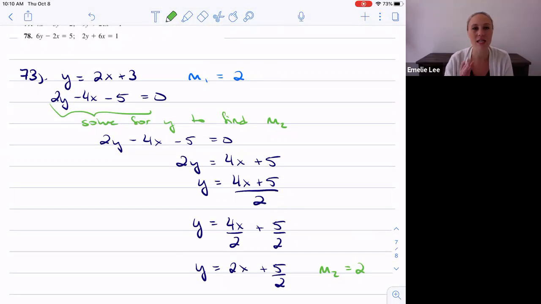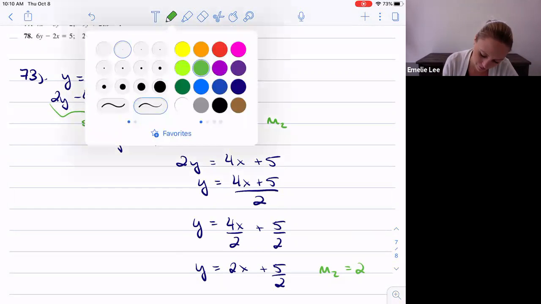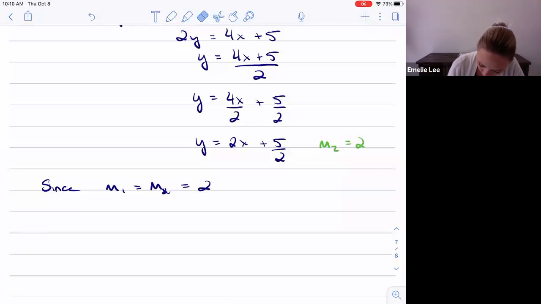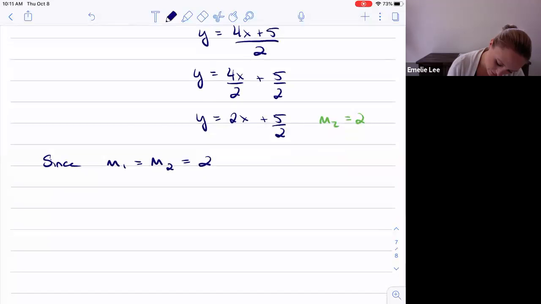So what I'm going to say is, because I always want to justify what I'm saying, since m1 equals m2, these two lines are parallel. If they have the same slope, then they're parallel. So since m1 equals m2, and I'm just going to say what they're equal to, m2 equals 2, these two lines are parallel.